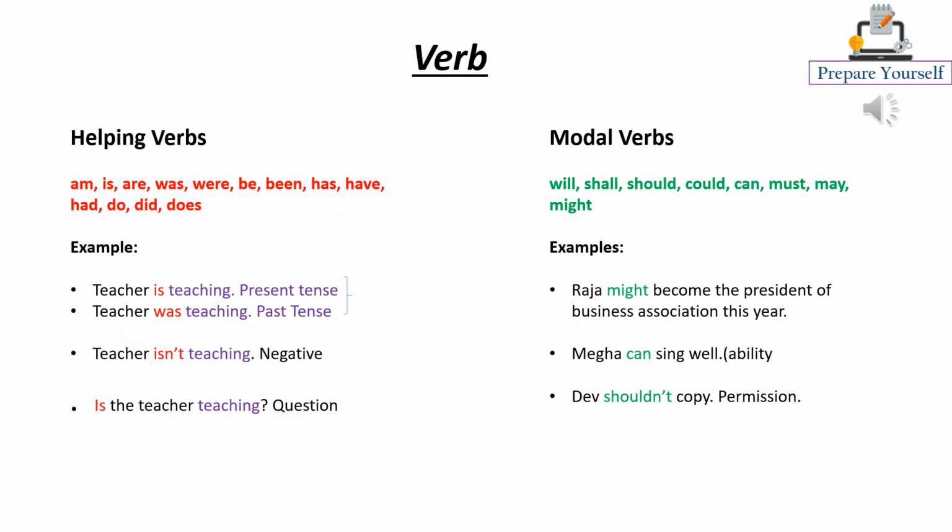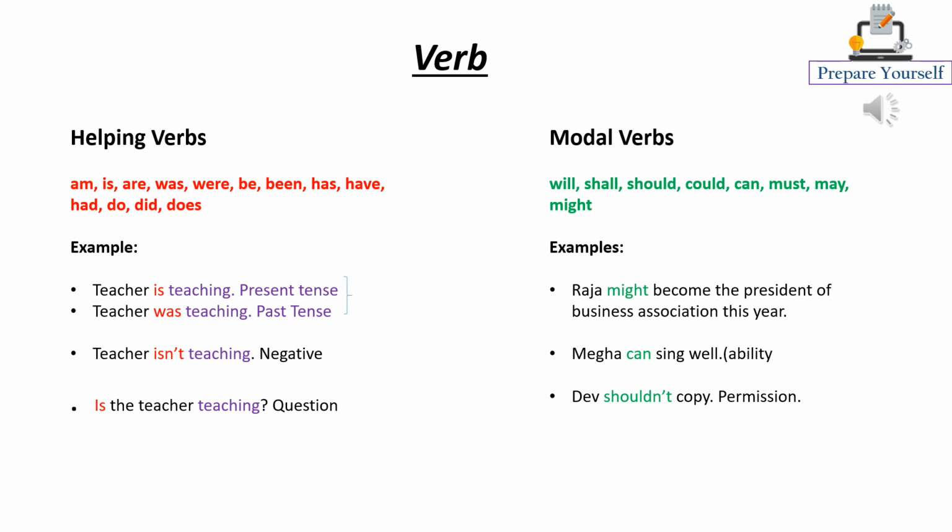Now let's have a look at helping verbs and modal verbs. Am, is, are, was, were, be, been, has, have, had, do, did, does are called helping verbs. The other important thing is be, do and have can be used both ways, as helping verbs as well as main verbs. Now let us understand what is the rule of helping verb.